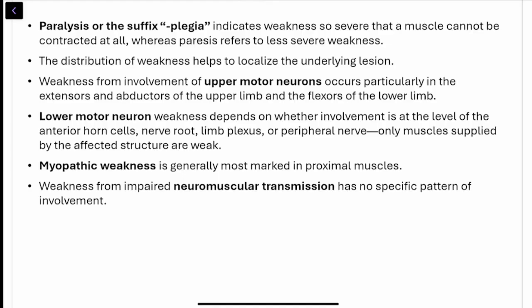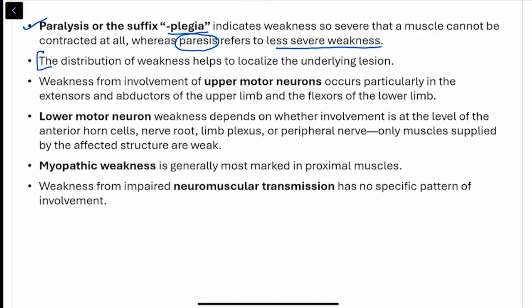So coming on to paralysis, we use the suffix plegia, and it indicates weakness so severe that a muscle cannot be contracted at all. But paralysis is a less severe weakness, right? One is more severe weakness and the other is less severe weakness.